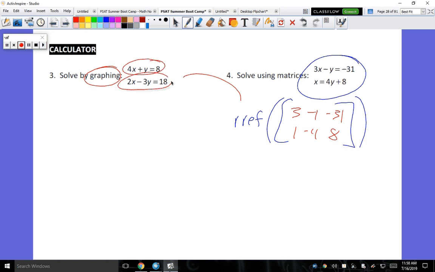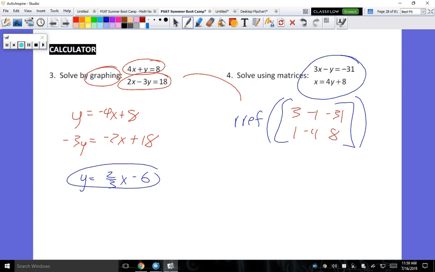To graph these, I must get them first in what form? Slope-intercept. So y is equal to -4x plus 8. And then I could say -3y is equal to -2x plus 18. When I divide by the -3, I get a positive 2/3 x minus 6. These are the two that I'm about to graph. Okay? Let's go ahead and go to it.